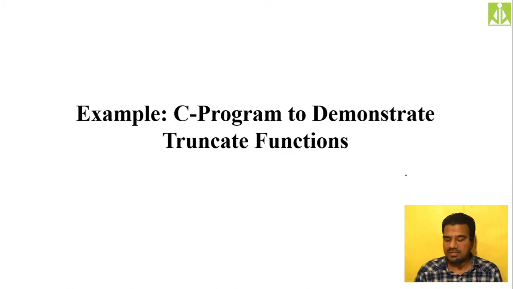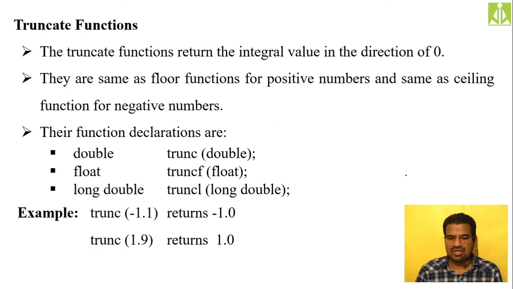So quickly we go and see the demonstration of this. Again, here we have three different types of truncate functions. For double, we have trunc. For float, we have truncf. For long double, we have truncl. For negative numbers, we have to move in the direction of 0. So -1.1 in the direction of 0, -1 will be the nearest value. And 1.9 in the direction of 0, 1 will be the nearest value.